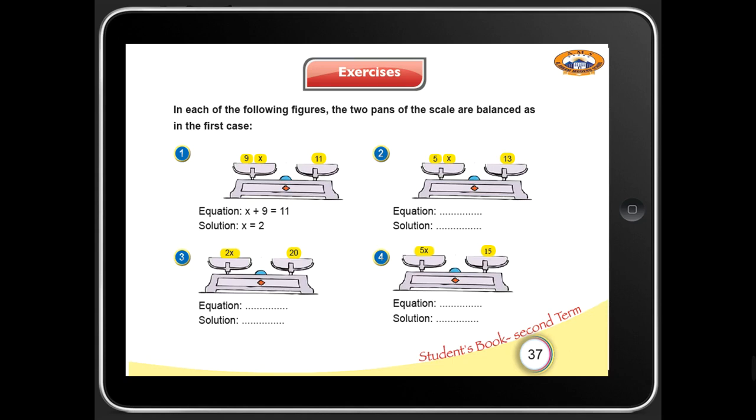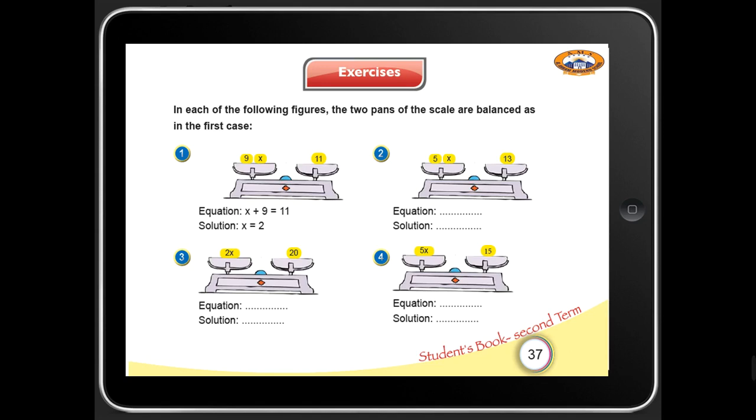We're going to solve exercises regarding the equation. In each of the following figures, the 2 pans of the scale are balanced. In the first case, he wrote 9, and beside 9 there is x, and on the other side of the pan we have the number 11, so x plus 9 gives me 11. This means: what number, if we add it to 9, will give us 11? Count from 9 up to 11: after 9, 10, 11. So x here equals 2.